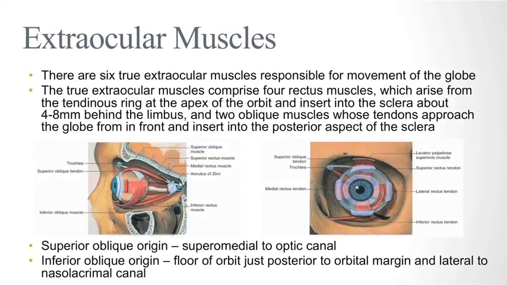There are 6 true extraocular muscles responsible for the movement of the globe. The true extraocular muscles comprise 4 rectus muscles, which arise from the tendinous ring at the apex of the orbit and insert into the sclera about 4 to 8 millimeters behind the limbus, and 2 oblique muscles, whose tendons approach the globe from the front and insert into the posterior aspect of the sclera. Superior oblique origin: superior medial to the optic canal. Inferior oblique origin: floor of orbit, just posterior to orbital margin, and lateral to nasolacrimal canal.